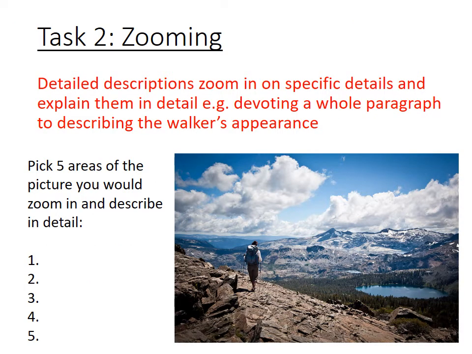The next technique we're going to talk about in a good description is zooming. Zooming simply means that we zoom in on parts of the image and describe those in really thorough detail, possibly devoting a whole paragraph just to one aspect. So for instance, the walker's appearance, we might spend a whole paragraph describing their outfit and their appearance.